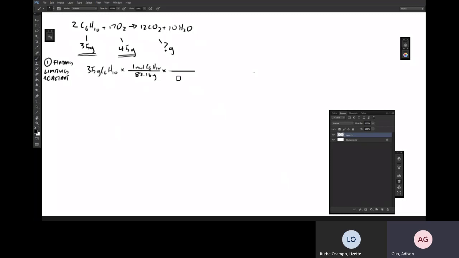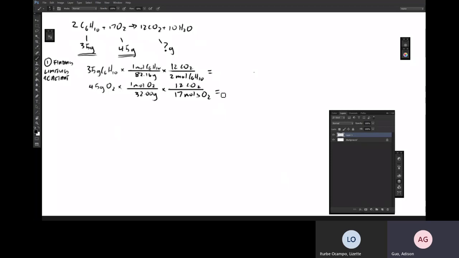So if I do this, I'll compare it to the carbon dioxide. Oops, sorry, not 1 mole. So we're using this: for every 2 moles of C6H10, it's going to be 12 moles of carbon dioxide. And we're just going to leave it as that. I'm going to do the same thing for this one. 45 grams of O2 times 1 mole of O2 is 32.00 grams of O2. We turn it into moles of carbon dioxide. So for every 17 moles of O2, we have 12 moles of CO2. Okay.